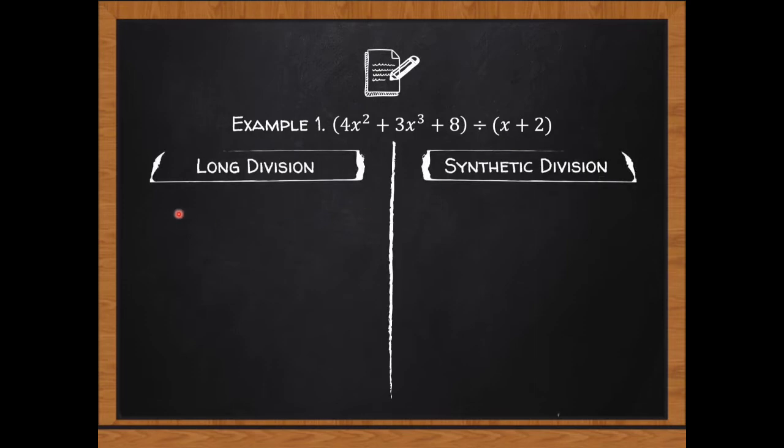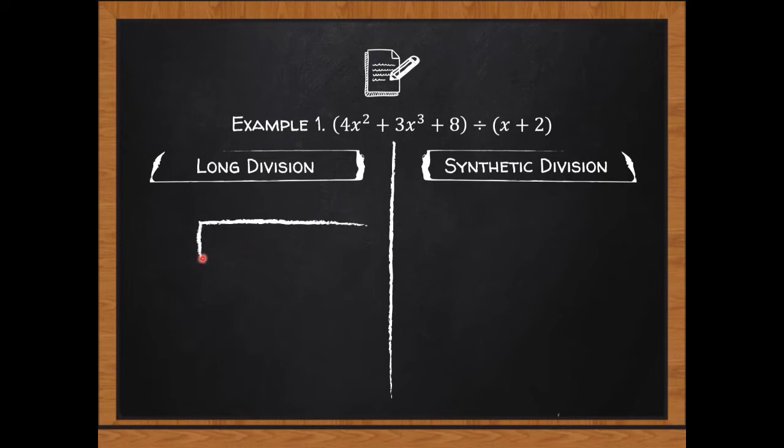In one board, makikita nyo po ang process sa long division and the process in synthetic division. So later on, mako-compare natin kung parehas ba ang result na makukuha natin. So in this example, 4x squared plus 3x cubed plus 8 is our dividend and x plus 2 is our divisor. Let us start dividing using long division.